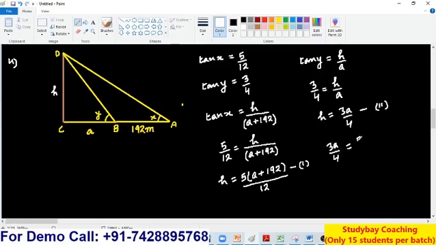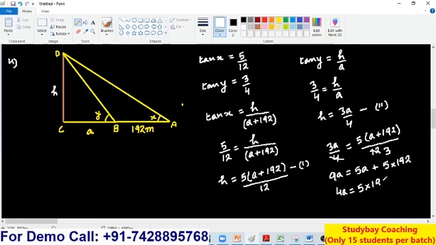This is equal to (5A plus 192) upon 12. So this is 4, 3, 12, and then you can make a cross multiplication. This is 9A equals 5A plus 5 into 192. No need to multiply it directly. Just put it 9A minus 5A, that is 4A, equals 5 into 192.